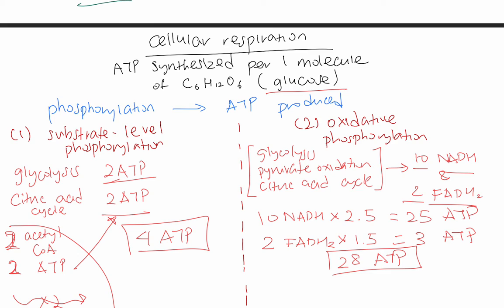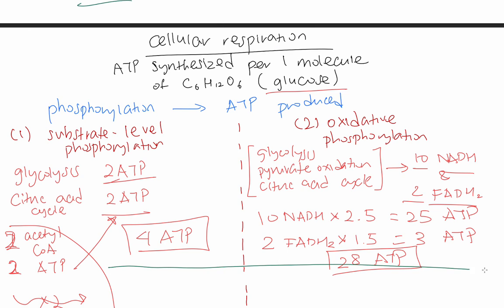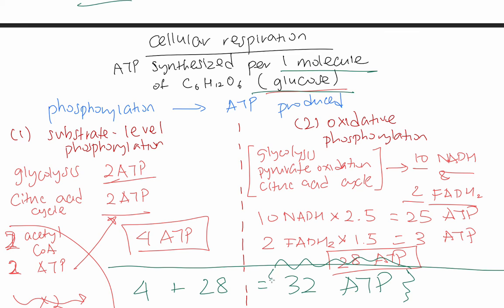We're almost there. What is then the grand total when it comes to cellular respiration? Well, for 1 molecule of glucose, we will then make 4 plus 28, which is 32. So a grand total of 32 ATP from 1 molecule of glucose in cellular respiration.